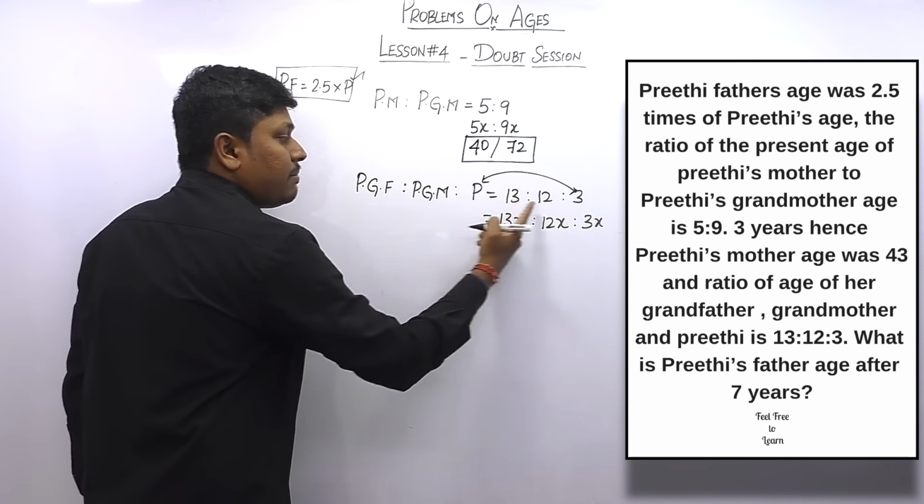So x is equal to 6. So finally we got the value of 6. So 6 into 3 will be 18, which is Preeti's age. So we found Preeti's age is 18. What an interesting question.